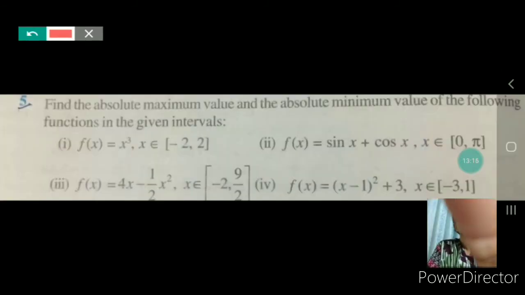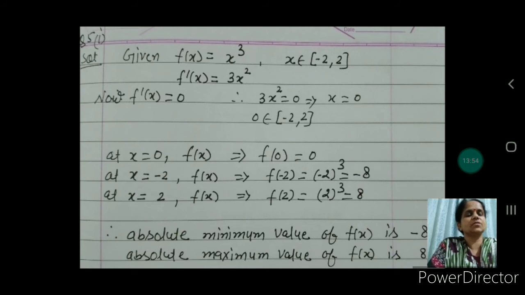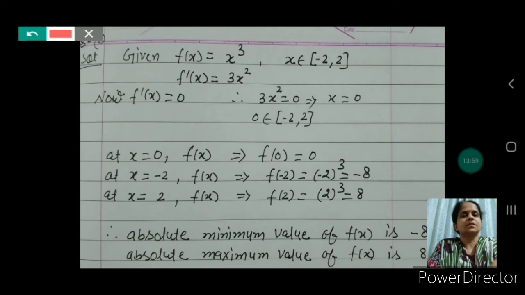Question number 5. The question is, find the absolute maximum value and absolute minimum value of the following functions in the given intervals. Okay, so here first I am taking part 1 of this question. Here the solution is, the given function is f(x) is equal to x cube. Here the range is given, students. Okay, x belongs to the closed interval minus 2 to 2.